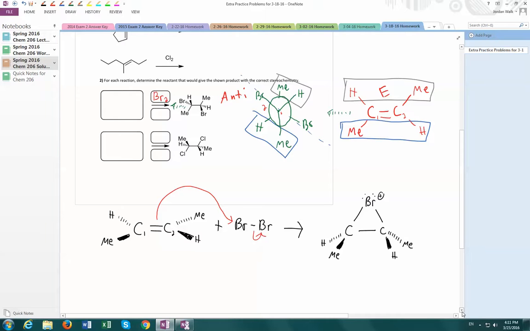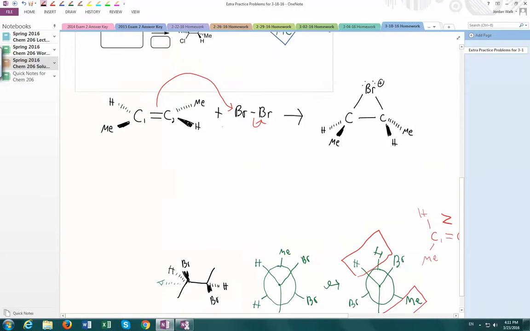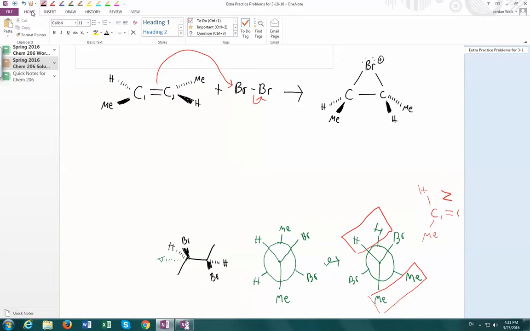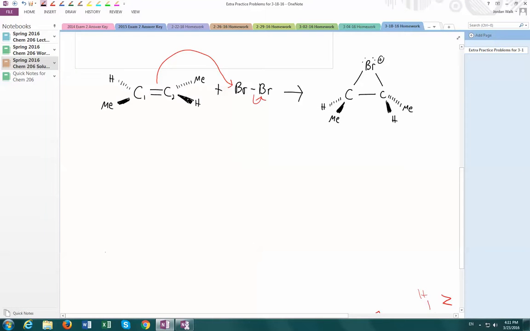Now we have that other bromine floating around. So how does that bromine, this remaining bromide ion, have to attack? From which face, top or bottom? Is it going to be syn or anti? It's got to be anti, right? And what's anti to the top? It's going to be the bottom. It's got to attack from the bottom.